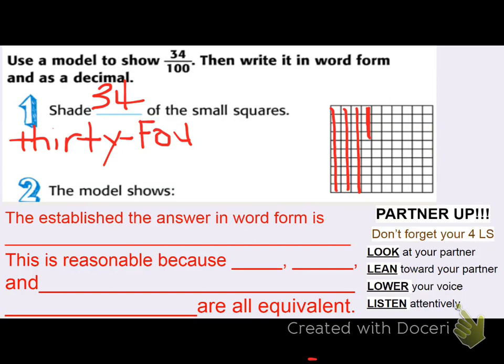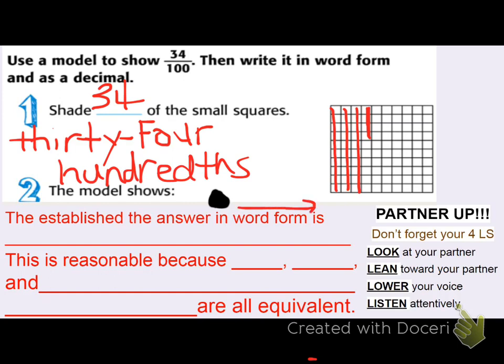Again, reminding you that even though they all look very different, the word form, the model, the fraction, the decimal, they are equivalent. They are all the same value. I'm going to put my decimal, showing that it's less than 1, making sure I write my number on the right side of the decimal because that's where we have values less than 1. 3 dimes, 3/10ths, 34/100ths. I established the answer in word form.